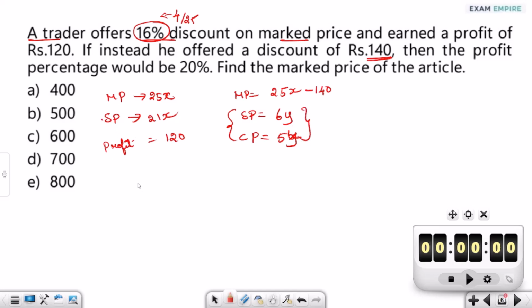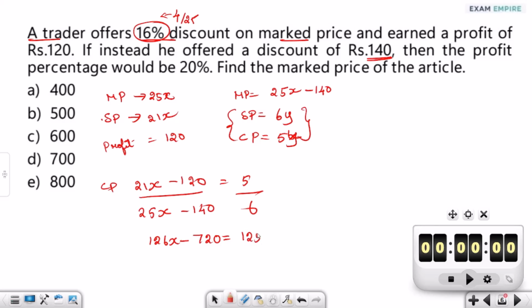So what is the selling price? 21x minus 120 is nothing but the cost price. So what is the cost price ratio? 5. And what about the selling price? So how to get the selling price? The selling price will be marked price minus discount. So that is 25x minus 140. So if you cross multiply, we'll be getting 6 into 21, which is 126x minus 720 is equal to 125x minus 700. So the value of x will be 20.